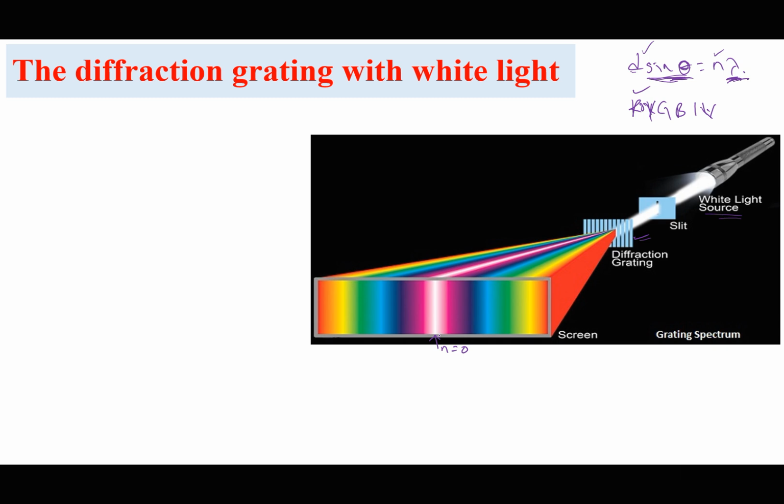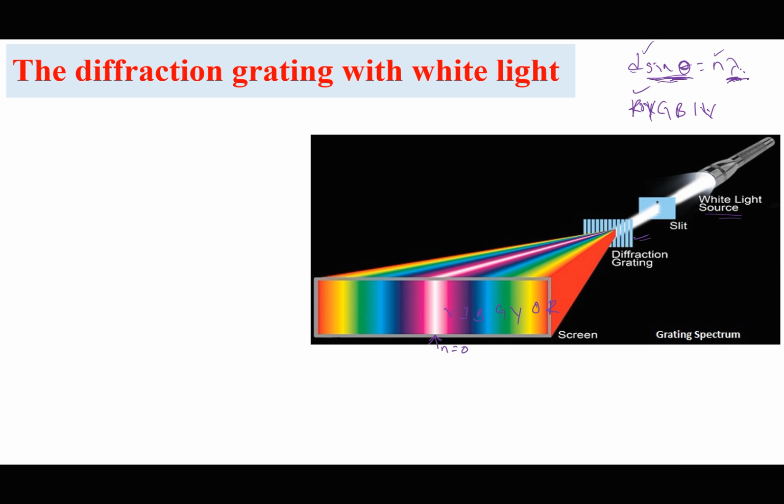So if at the center we have the white spot, it means we shall have patterns of the different colors surrounding the white spot, with the red being farthest. That's why we start with violet closest to the white, followed by indigo, followed by blue, followed by green, followed by yellow, followed by orange, and then red. Because red corresponds to the longest wavelength, it undergoes more diffraction. It has a bigger angle of diffraction.